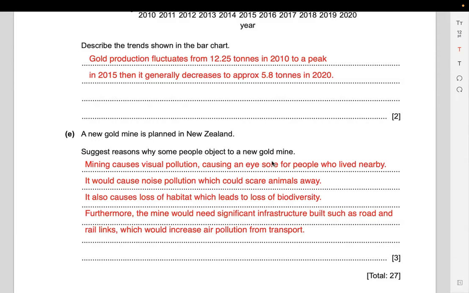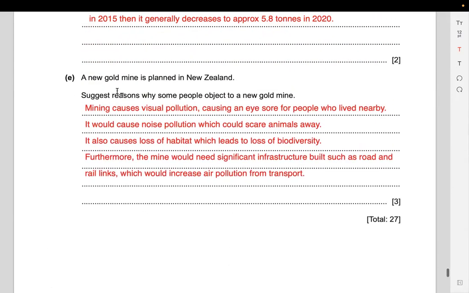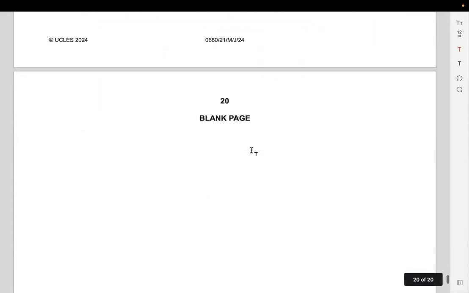So mining causes visual pollution, causing an eyesore. It could cause noise pollution, which will scare animals away. It causes loss of habitat, which leads to loss of biodiversity. I teach that a lot as an answer. And the mine would need significant infrastructure built, such as road and rail links, which could increase the air pollution from transport. I'm hedging my bets here because I don't know what's on the mark scheme. And with the suggest question, it's a good idea to do that. It's a good idea to put, if it's 3, put 5, and then you're likely to get 3.